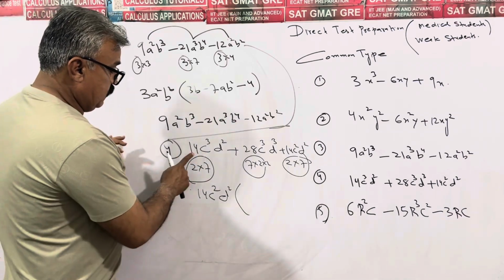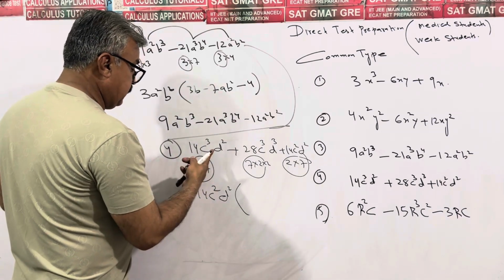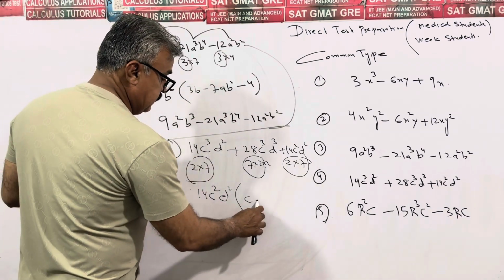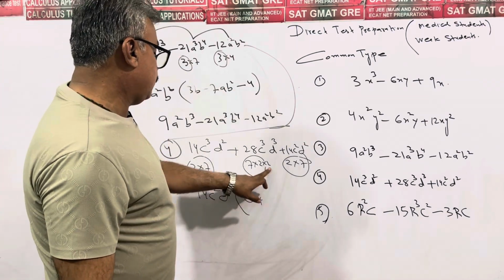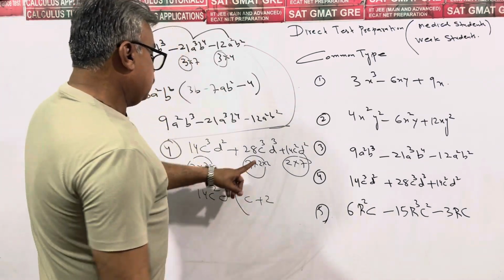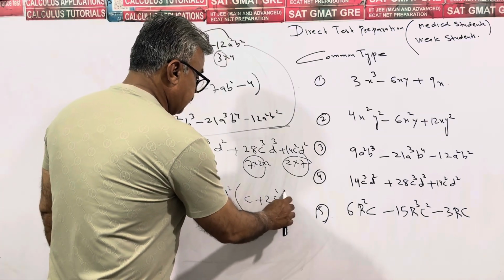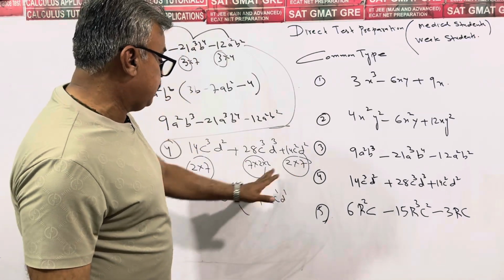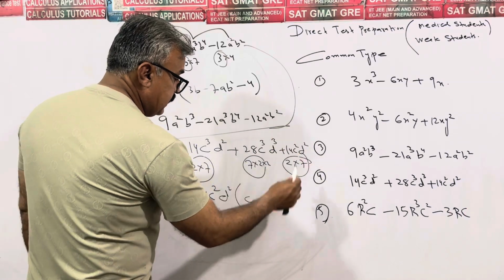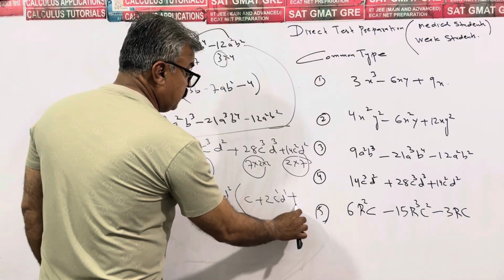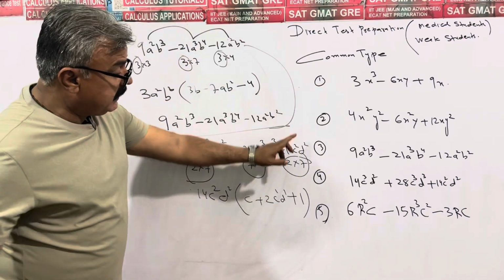What remains here? 14 common, d square common, from c cube, c square is common. What remains? c plus. 7 to the 14 common. What remains? 2. From c cube, c square, d square common. What remains? c power 1, d power 1. What about this? 2 7s are 14 has been factored out, as well as c square, d square. Nothing remains. 1 remains.